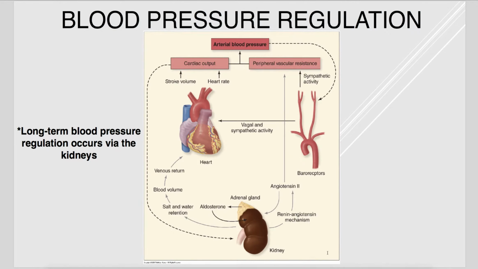Long-term blood pressure control, so blood pressure regulation. We do have a couple of short-term solutions, but the big takeaway here, long-term blood pressure regulation occurs by the kidneys. We went through the whole RAS system in class again. I'm not going to ask you about it on this exam, but of course that's fair game for the final.